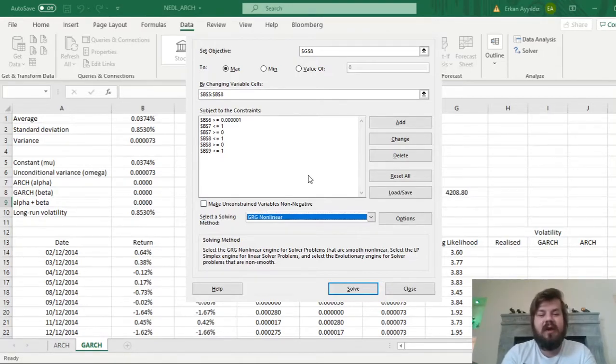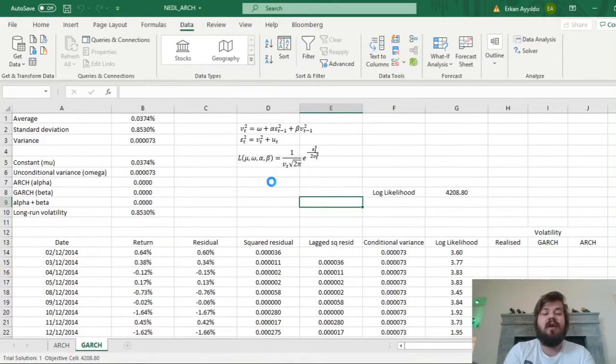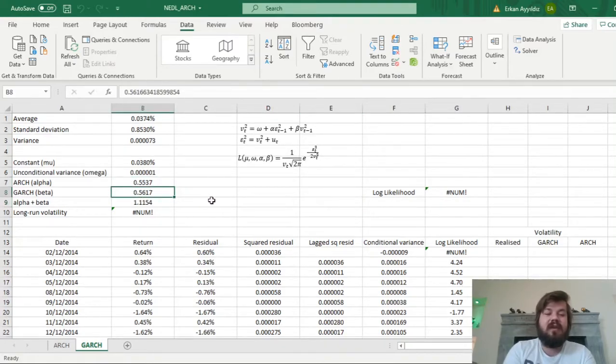encounter one peculiar issue with gradient descent. When you have a lot of restrictions that you need to maintain while optimizing your likelihood function, the gradient descent algorithm can fluctuate outside of the predefined boundaries and lead to calculation errors. So if you have selected gradient descent, GRG nonlinear, and click solve, you will encounter this very peculiar issue. We can see that the coefficients for alpha and beta have increased so that their sum is higher than 1. The volatility process does not converge and it leads to calculation errors in log likelihood.